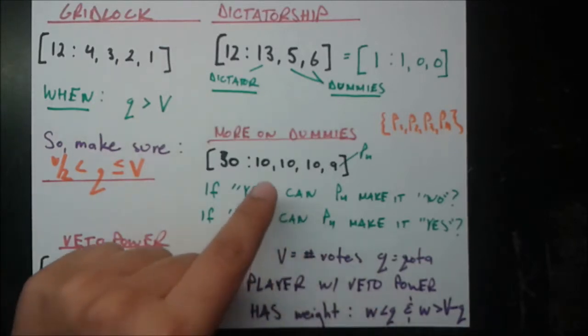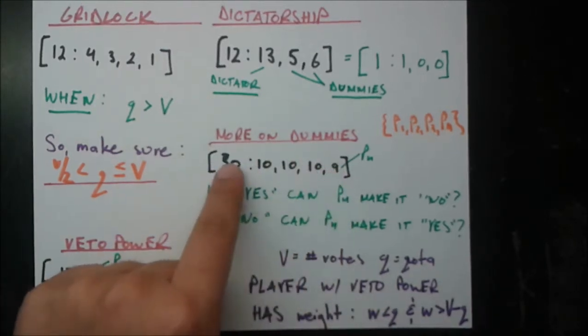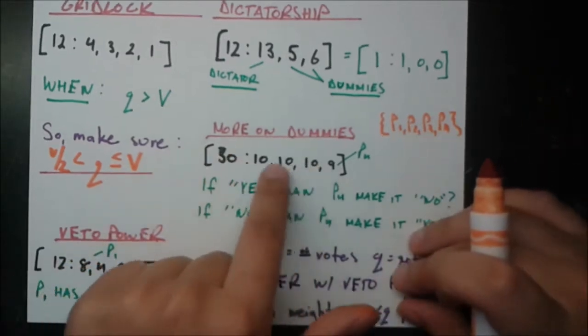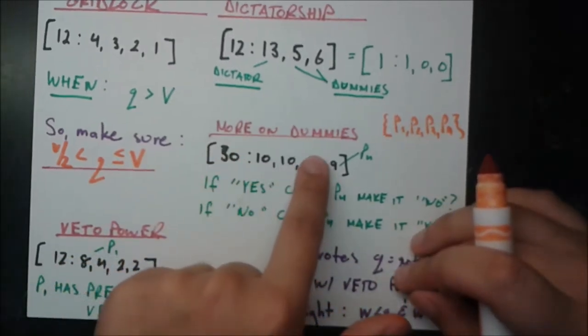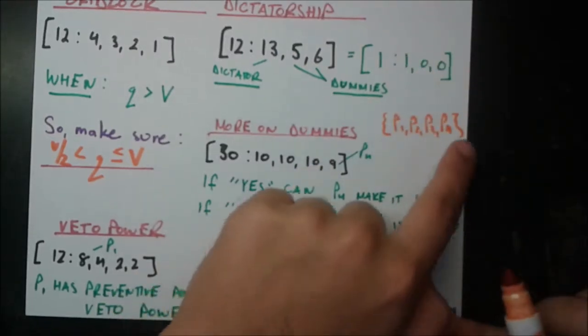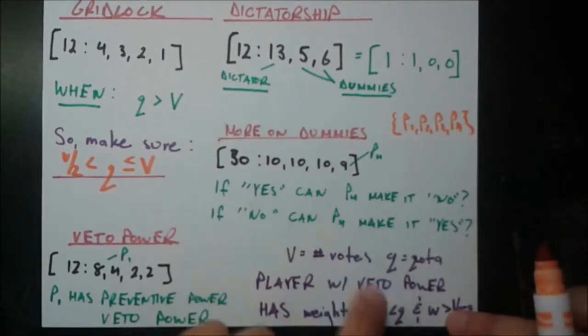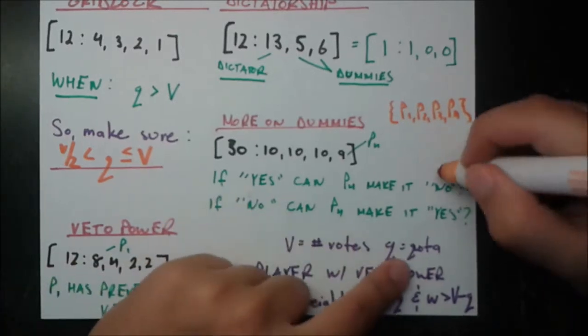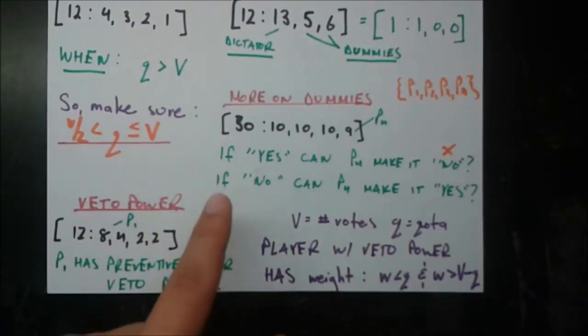And notice that if you want a yes vote in this system, if you want the quota to be met, you need all 3 of these first guys, because if you don't have one of them, then the maximum you can get is 29, which is not enough. So if it's a yes vote, it's going to be everybody. And by dropping out, player 4 makes no difference. So right here we say that nope, makes no difference. Now we answer the second question.